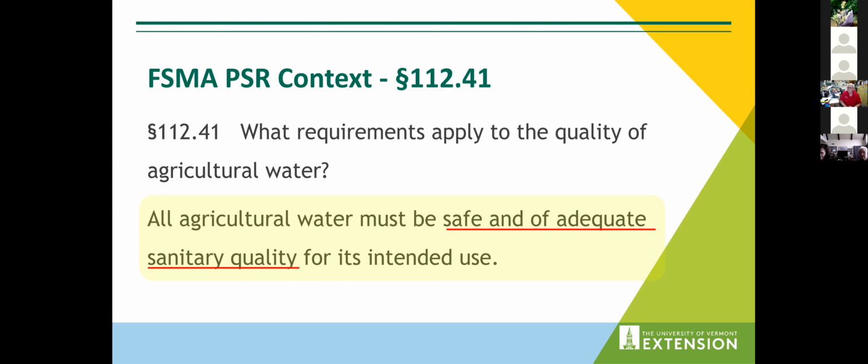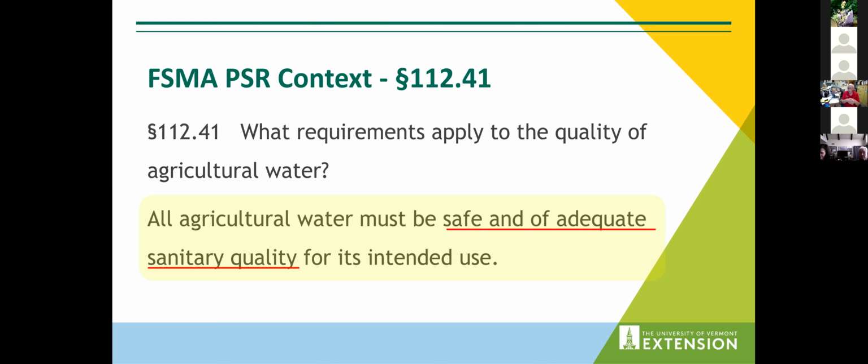If it's a well situation, chances are you're not going to have any E. coli at all. If you do, you have a problem with your well. But surface water is where the issue begins, because you can easily have over 126 CFUs, depending on the time of year, the water source, and what is happening up above you.